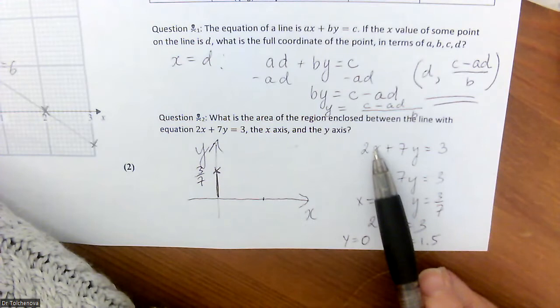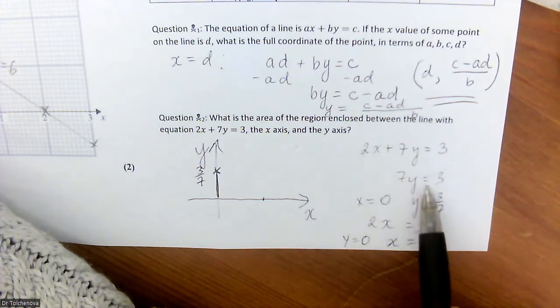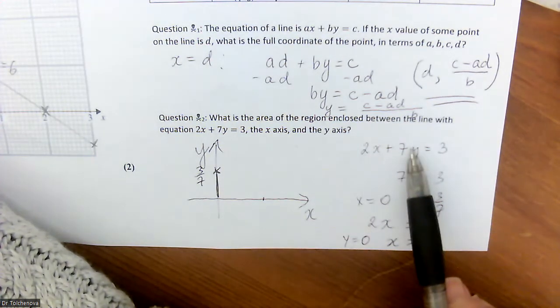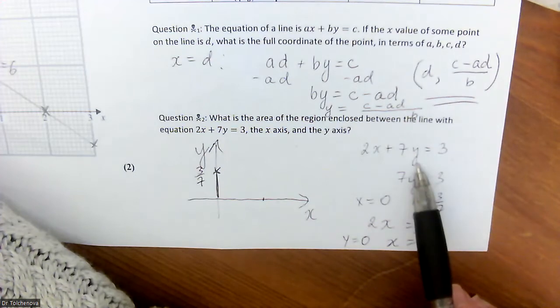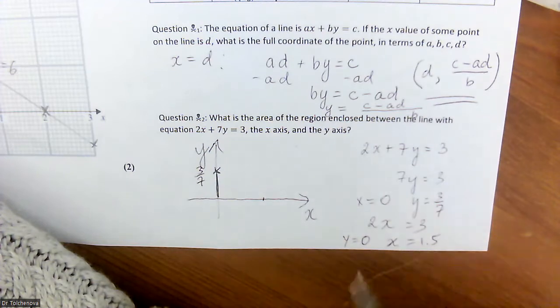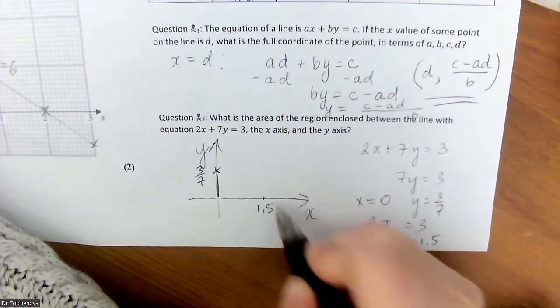First point had x equals 0. When x equals 0, this term disappears, and I only have 7y equals 3, so y will be 3/7. And the next convenient point is when y equals 0. So 7 times 0 is 0, so this term is killed now. So 2x will be equal to 3, so x will be 1.5. So 1.5 here.